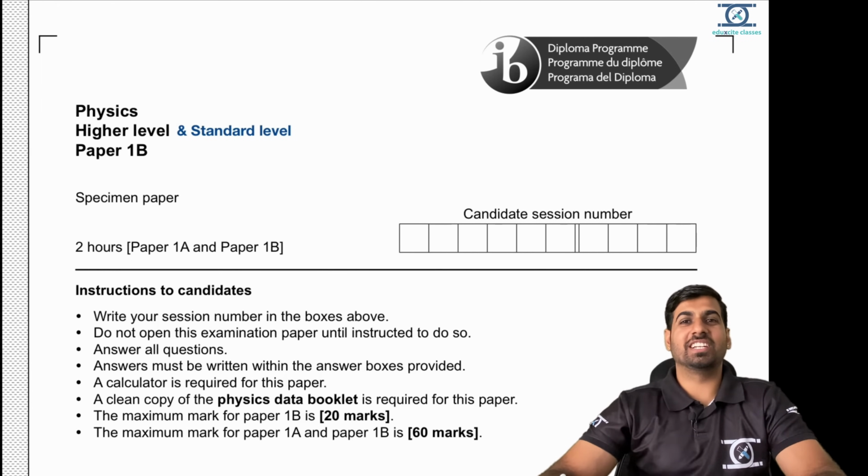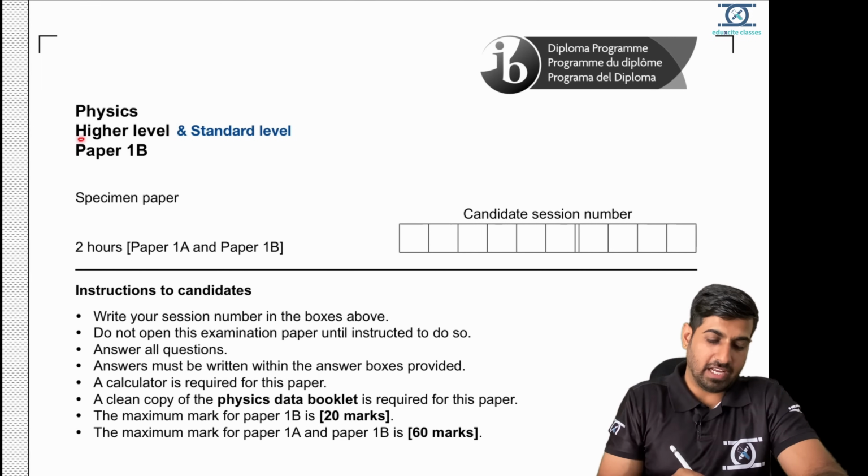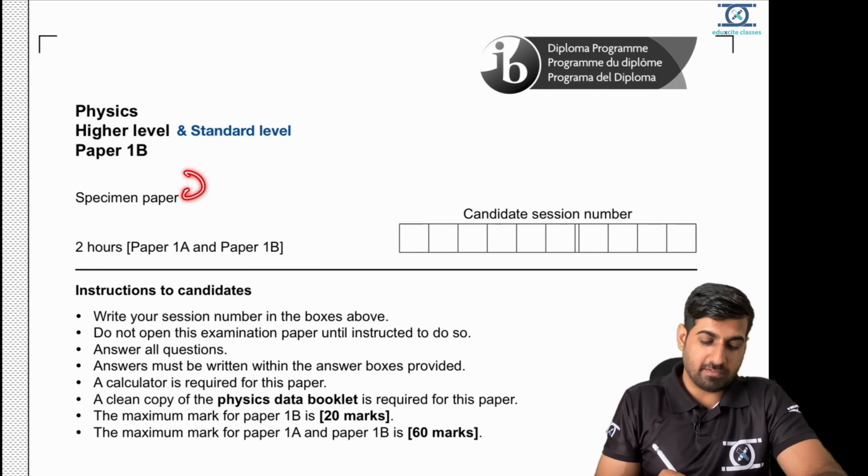My name is Monit and in today's session we will start with the higher level and standard level both for paper 1B. This is the specimen paper for 2025, the new syllabus. So the combination of paper 1 and 1B is of 2 hours.